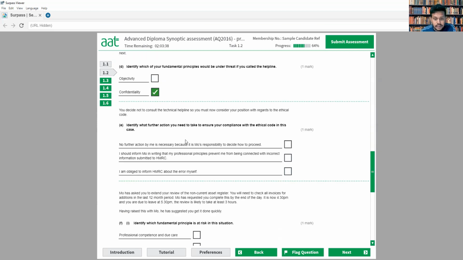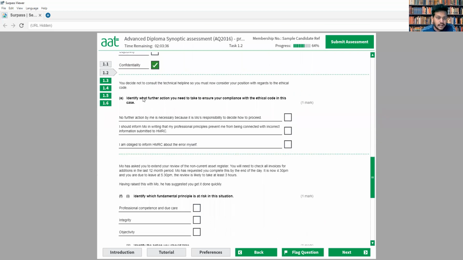All right, so let's have a look at the next one. It says, you decided not to consult the technical helpline, so you must now consider your position with regards to the ethical code. Identify what further action. So remember, the first thing is I never disclose anything to HMRC. If someone is involved with money laundering, or anything, I never disclose to HMRC. HMRC is not the relevant person. Remember that. In the exam, if you say disclose to HMRC, no, we never disclose anything to HMRC.